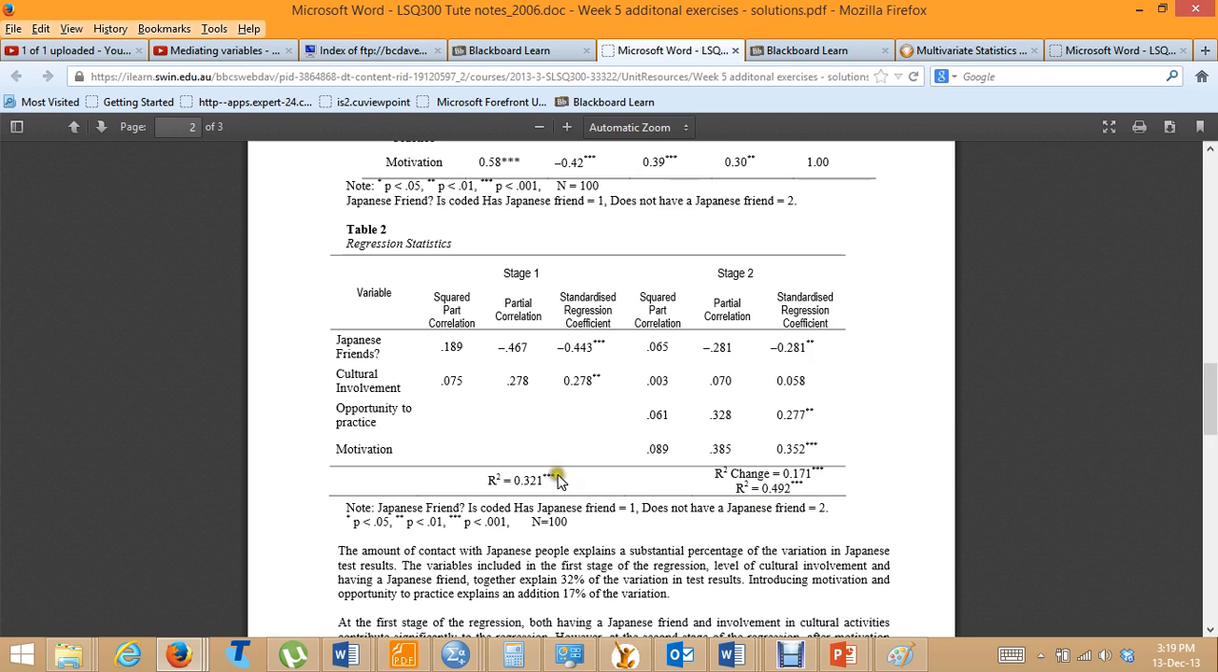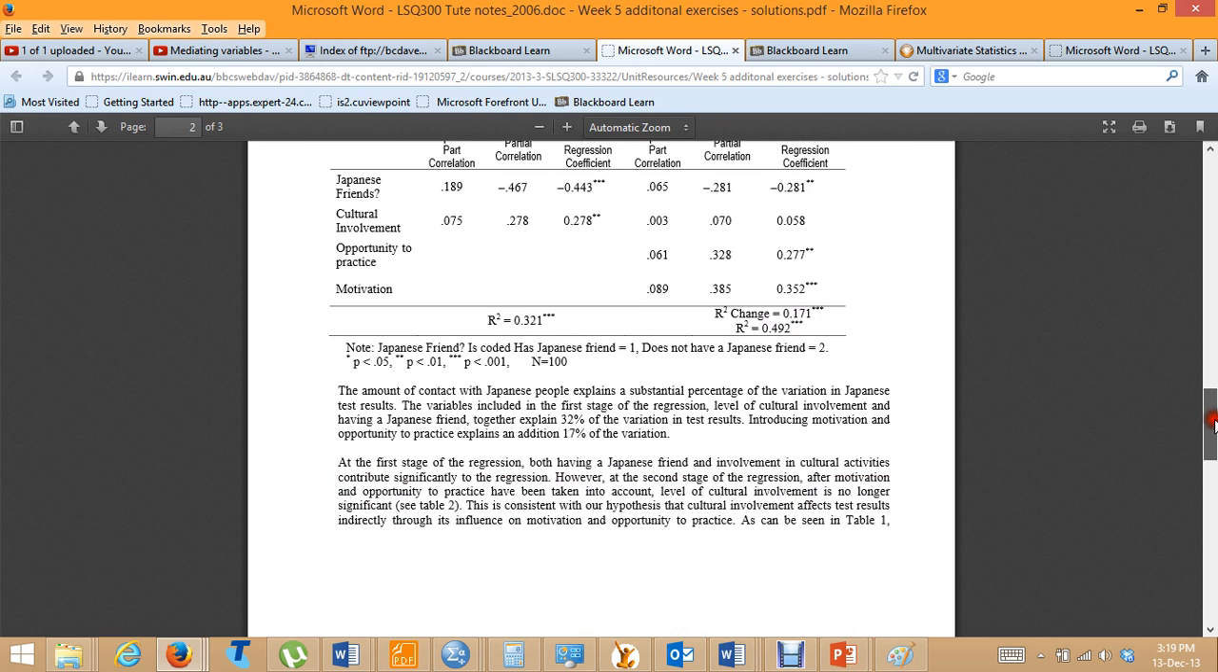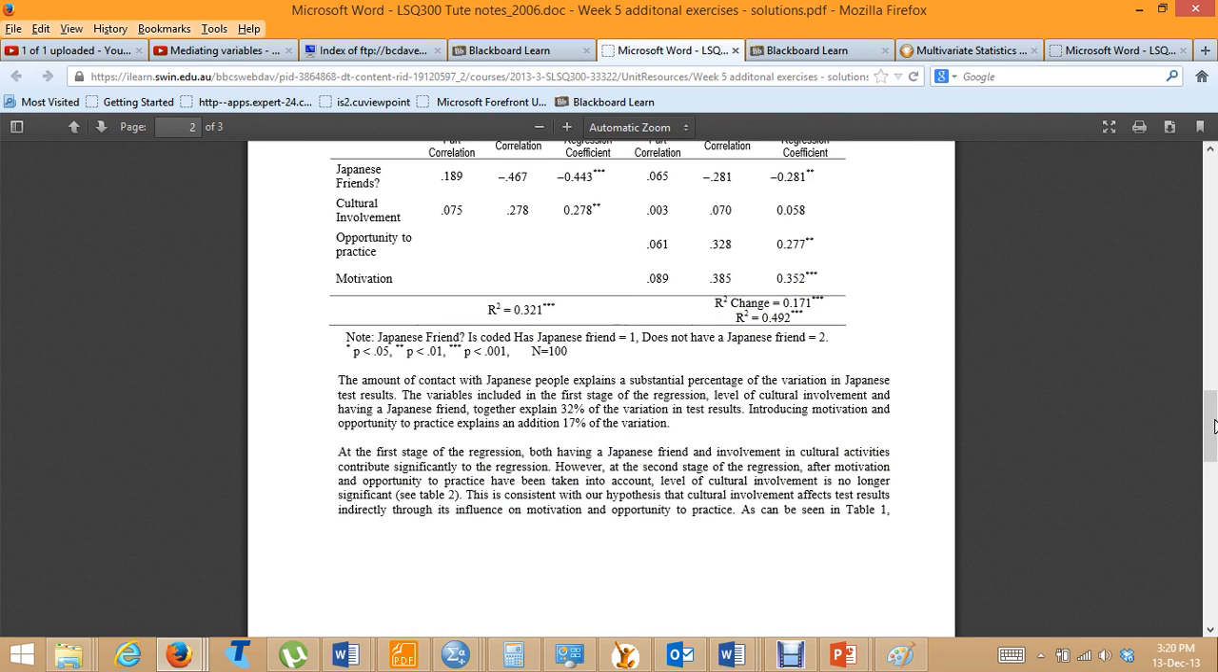So that's basically the R squared at stage 1 and the R squared changed in stage 2 added together gives you the total R squared for the model. Okay, again they've got the p-values indicated at the bottom. They've also got n underneath each table as well. Okay, so then you basically start by talking about the amount of variance explained in each step.